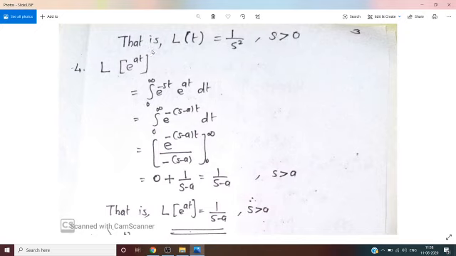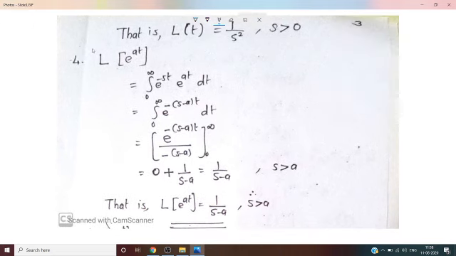Next is L of t equal to 1 by s square, and this is possible only if s is greater than 0. Now we can find Laplace transform of e raised to at.